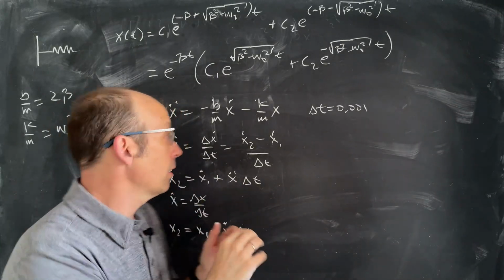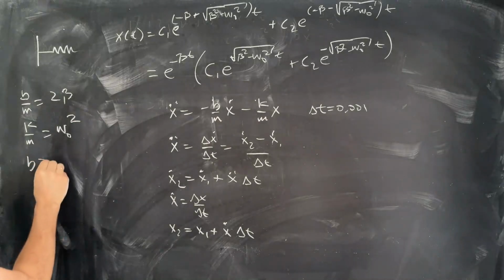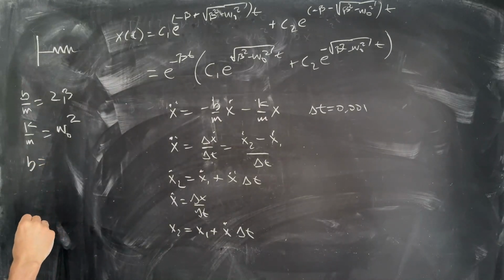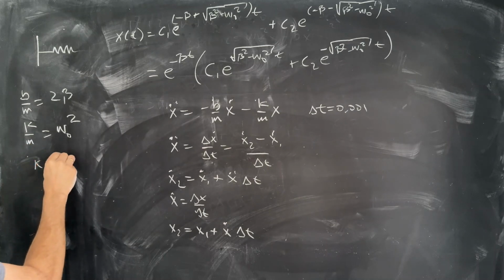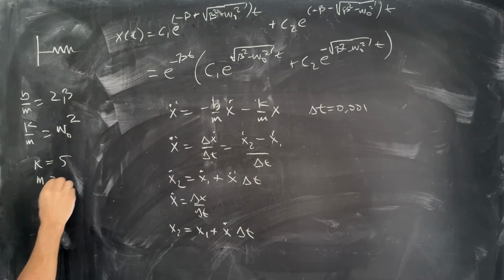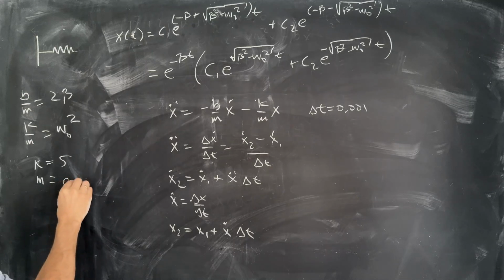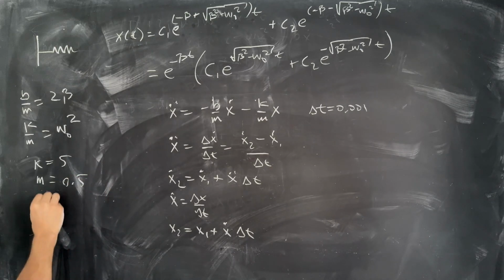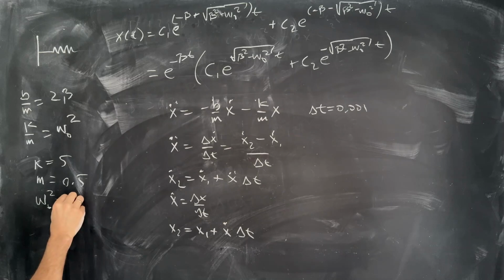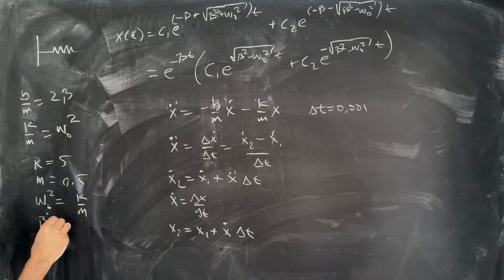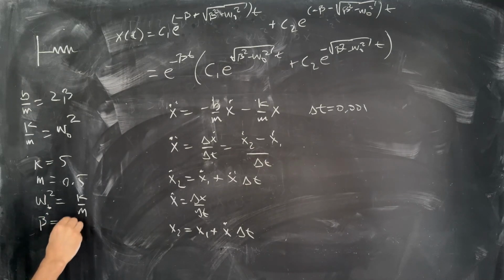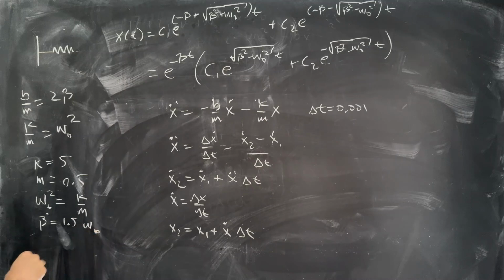So I'm going to say over here, let's say k is equal to 5, m is equal to 0.05, omega naught squared is going to be equal to k over m, like I said, so I can calculate that. And then I want beta, let's say beta is equal to 1.5 omega naught, right? And then I can use that to calculate b. So that's what I'm going to do.